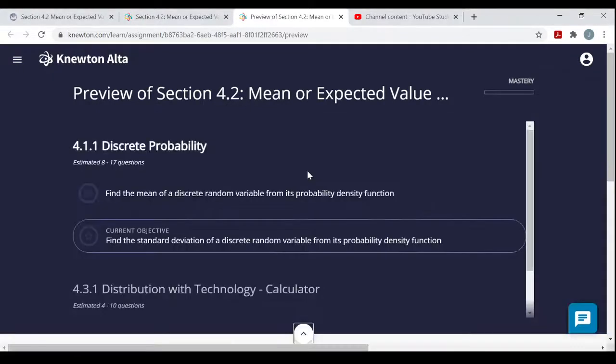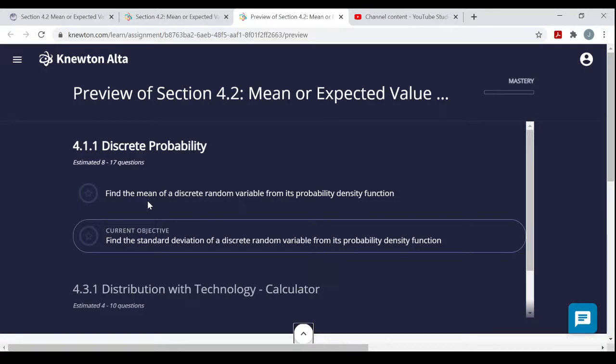You've got three objectives this time. It's starting me off with find the standard deviation of a discrete random variable from its probability density function. In order to do this, I'm going to have to find the mean. So when I go into instruction and show you how to do some problems, I'm going to first show you how to find the mean value or the expected value. Same thing, mean and expected value are interchangeable.